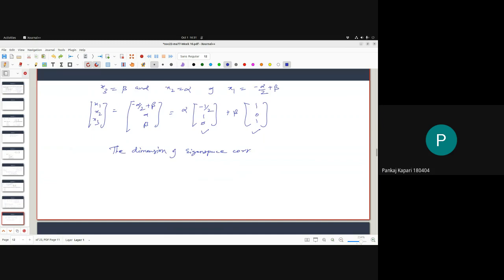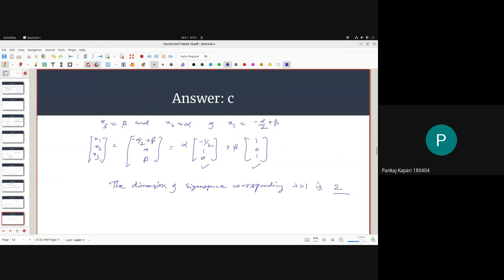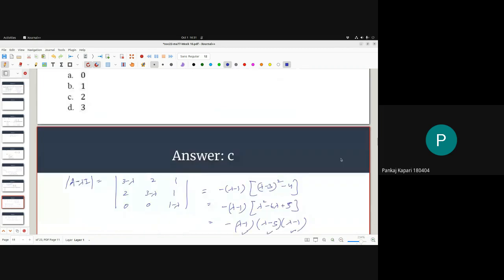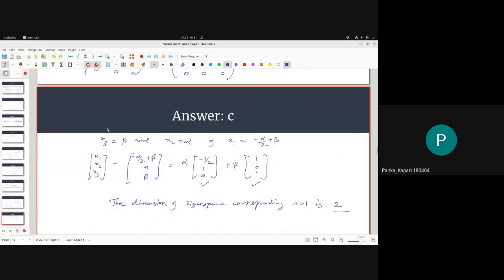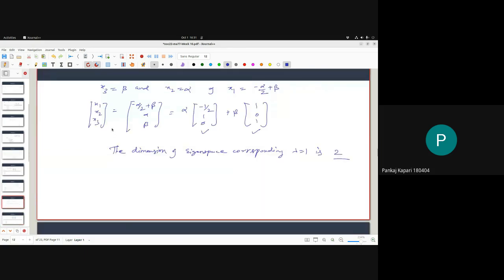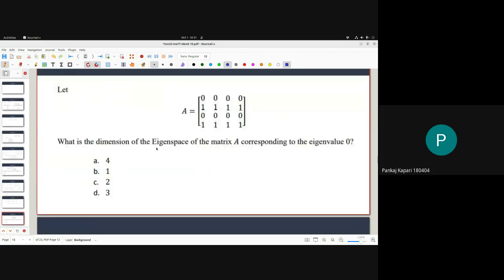The dimension of the eigenspace corresponding to lambda equal to 1 is 2. So there are two linearly independent vectors in the eigenspace. So the correct option here is C. Any questions? Then let's move to the next problem if there are no questions.